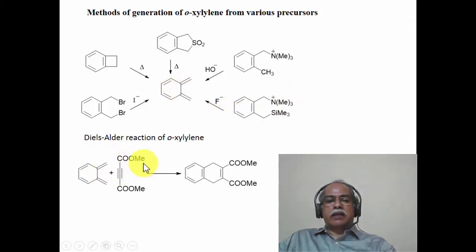The reaction of ortho-quinodimethane in a Diels-Alder fashion with dimethyl acetylenedicarboxylate is shown here. It produces the dihydronaphthalene derivative. The dihydronaphthalene derivatives are generally converted into the naphthalene derivative by reaction with DDQ, which causes the dehydrogenation of this particular molecule. So, the ortho-quinodimethane, which is also termed as ortho-xylylene, can be produced in several methods as shown in this slide, and it can be trapped in situ by a dienophile, which is dimethyl acetylenedicarboxylate in this case, to produce the Diels-Alder adduct, which is shown here.